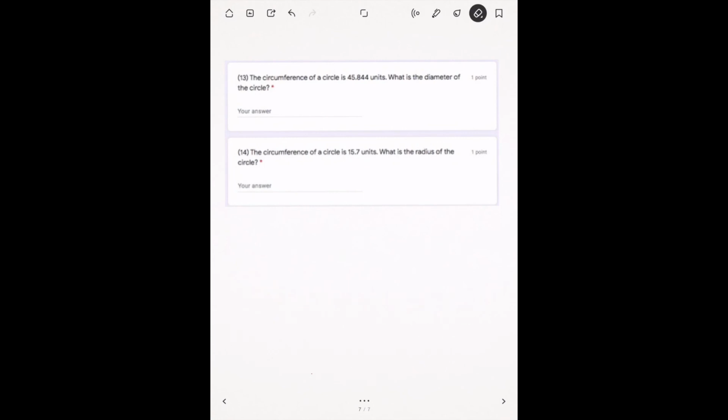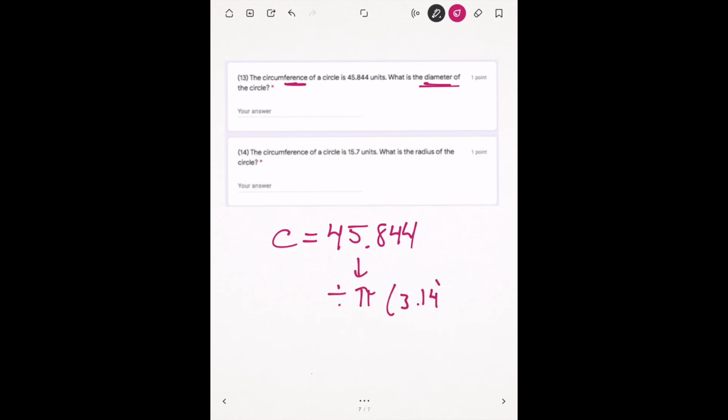Number 13, it tells us that the circumference is 45 and 844 thousandths. So to find the diameter, we know the circumference, we want to know the diameter. We just need to take that and divide it by pi. Once again, we're using 3.14, and that will bring us back to the diameter.